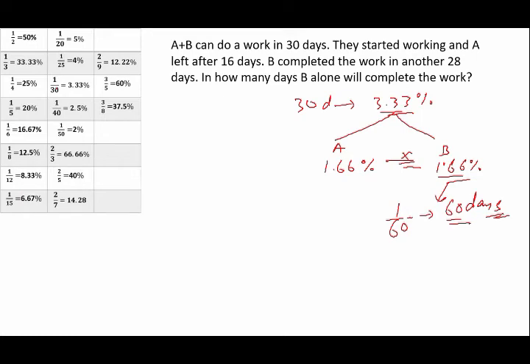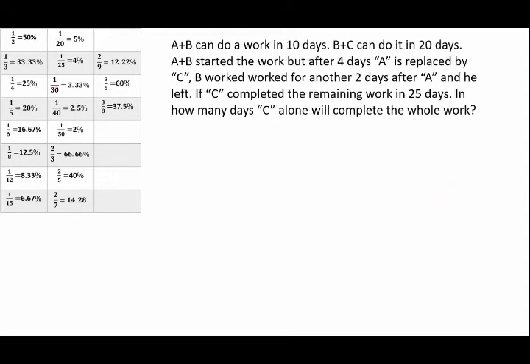Let's see our fourth question. A and B can do a work in 10 days. B and C can do it in 20 days. A and B started the work, but after 4 days, A left. A is replaced by C. B worked for another 2 days after A left. If C completed the remaining work in 25 days, in how many days will C alone complete the whole work?